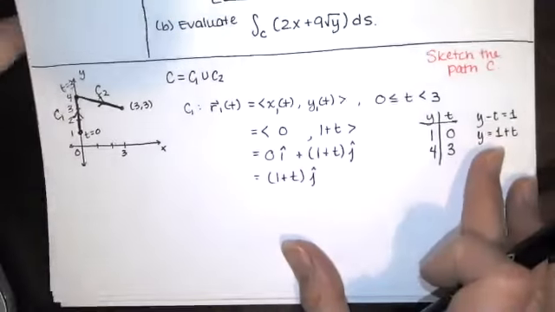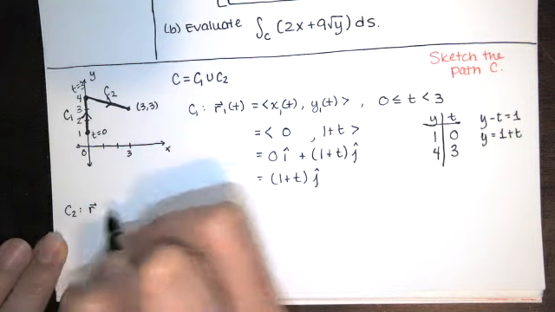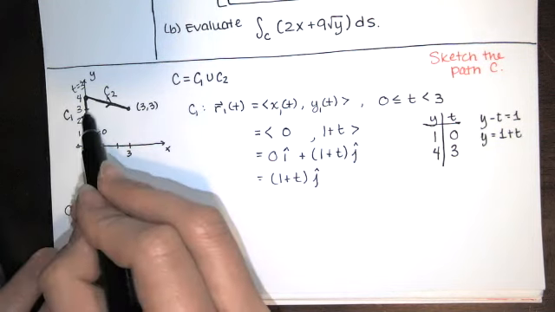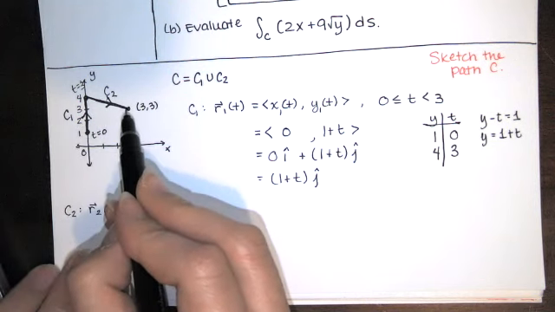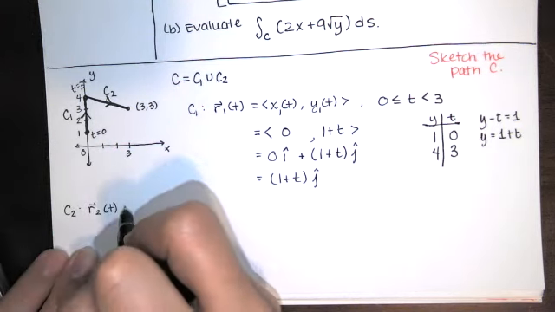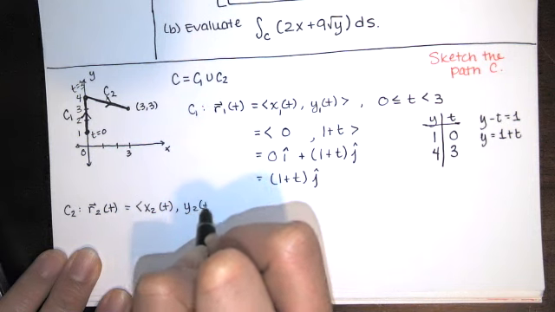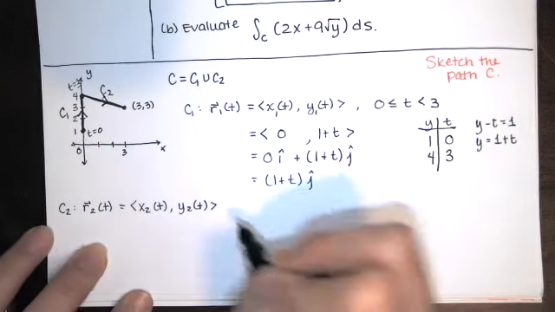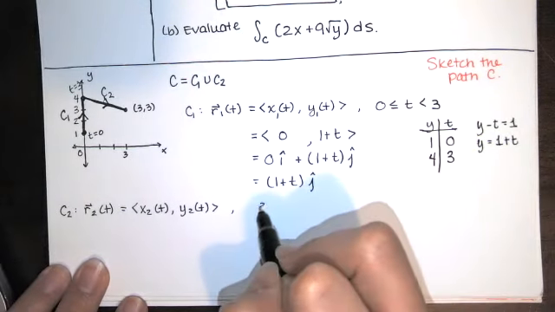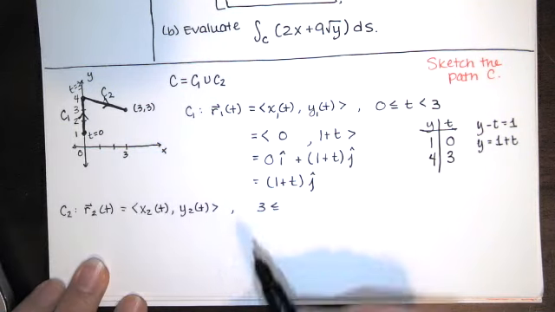Okay, now let's look at the second part, C2. Now this one is a little trickier because x is changing, x is going from 0 to 3, and y is changing, y is going from 4 back down to 3. And I'll let my x and y components be called x sub 2 of t and y sub 2 of t. And I want to start at t equals 3. So I'm imagining that this is the path traveled by some little particle along our curve.